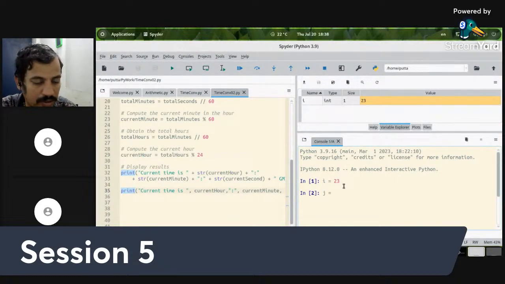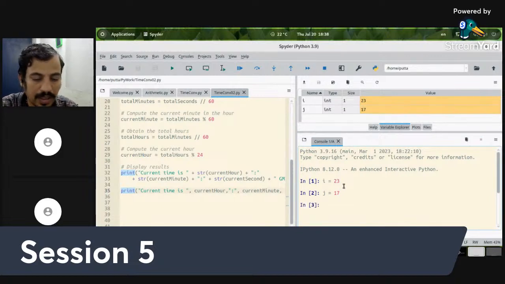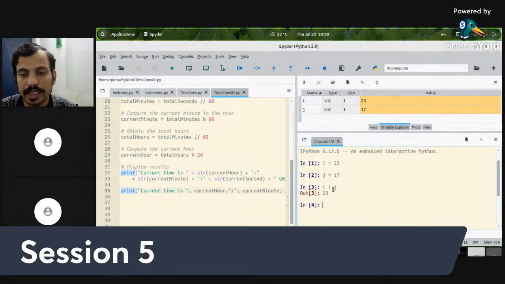j is equal to 17, i pipe j. Sir, I got 10111, which is decimal. Yeah, so in decimal, what is that value equal to? 23. Okay, yeah. See, i bitwise OR j is 23.